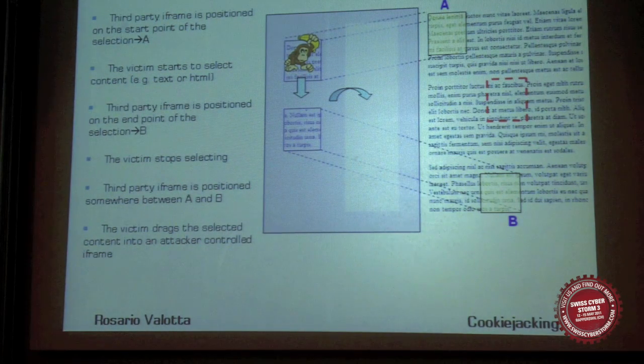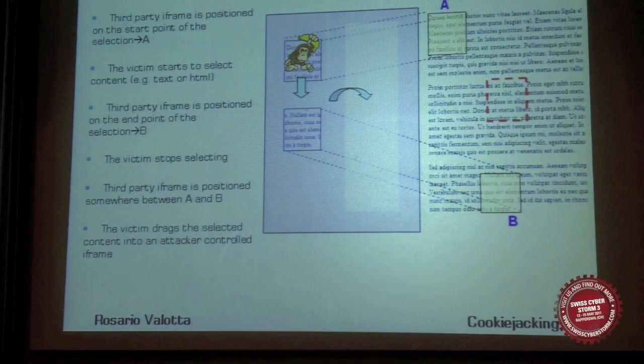So he can programmatically position the frame to be at the start, at the end, or somewhere in the middle of the content that he intends to steal. So the attack scenario starts with the attacker positioning the iframe at the start of the content that he wants to steal. Then he asks the victim, okay, drag the monkey somewhere. The victim starts to drag. This event is intercepted by the attacker. The attacker programmatically moves the iframe to the end of the content that he intends to steal, so in position B. And this is happening while the victim is dragging the content down with the mouse button clicked. So the final effect is that all the text between A and B has been selected.